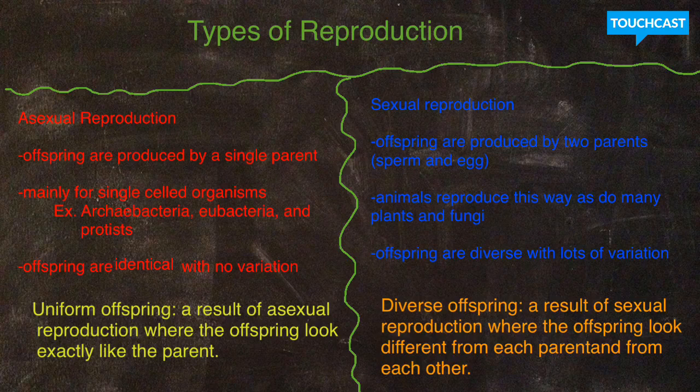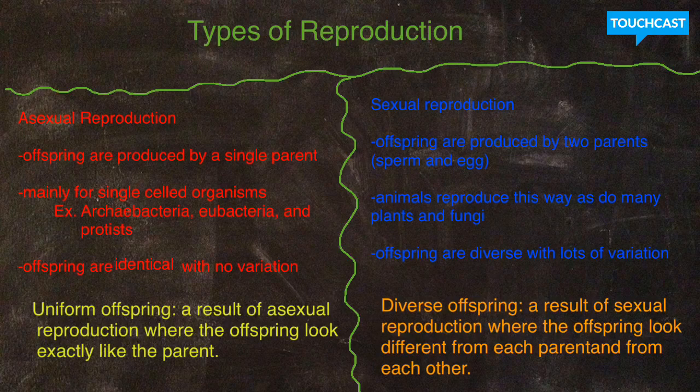Once we wrap our heads around the different types of genetic material, we're then going to focus on exactly how it gets passed from parent to offspring. So we're going to look at two of the main modes of reproduction, and that's asexual reproduction and sexual reproduction, both of which you've probably heard of before.